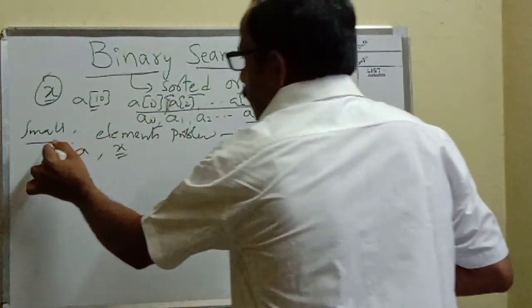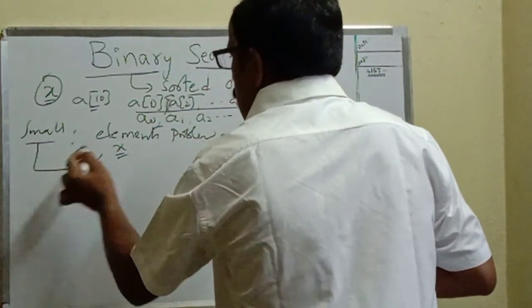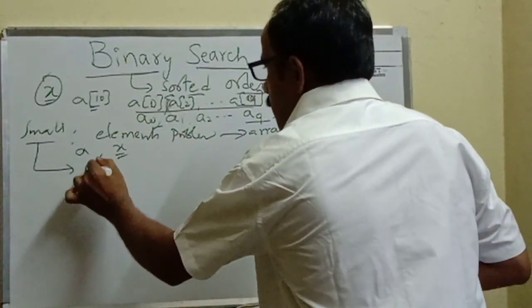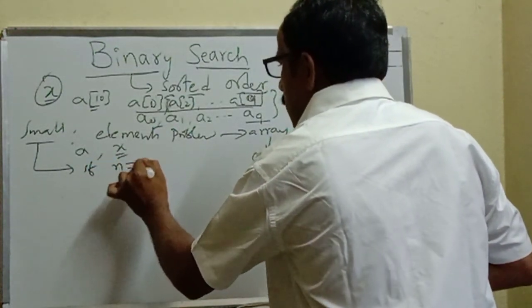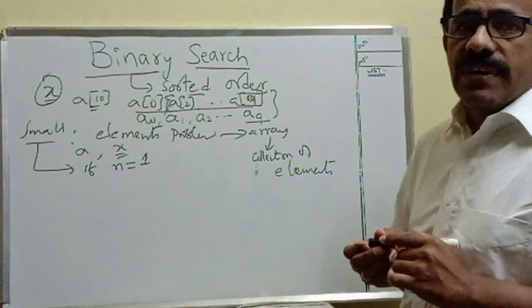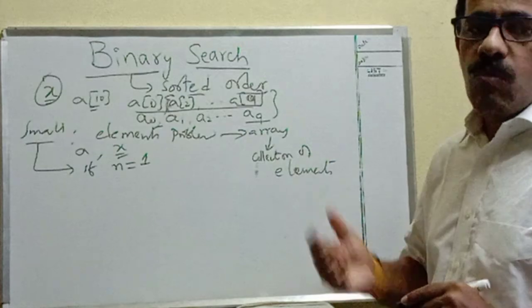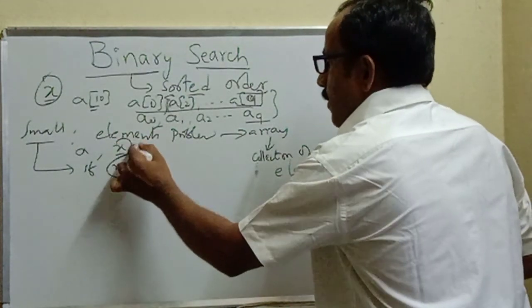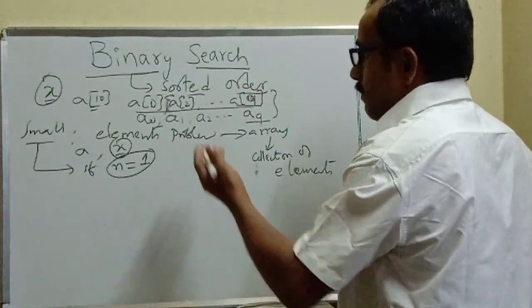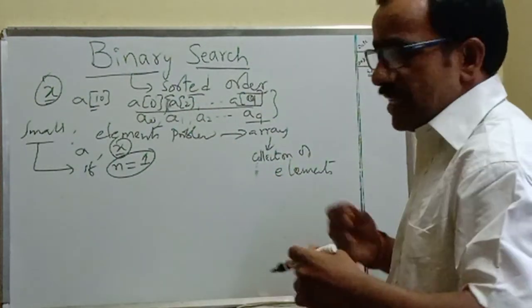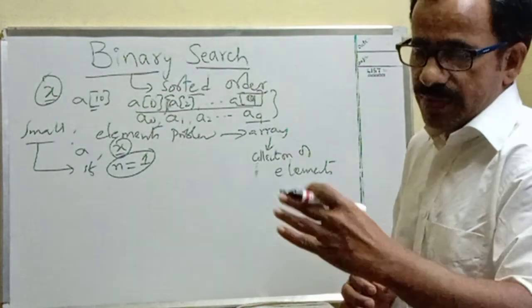So what is the first case in the divide and conquer approach? Small or not. How can you say whether the problem is small or not? Suppose the number of elements is 1. If the number of elements is 1, there is no possibility of dividing the problem into 2 or more problems. If the problem is very large, we apply this binary search recursively on the selected subproblems.